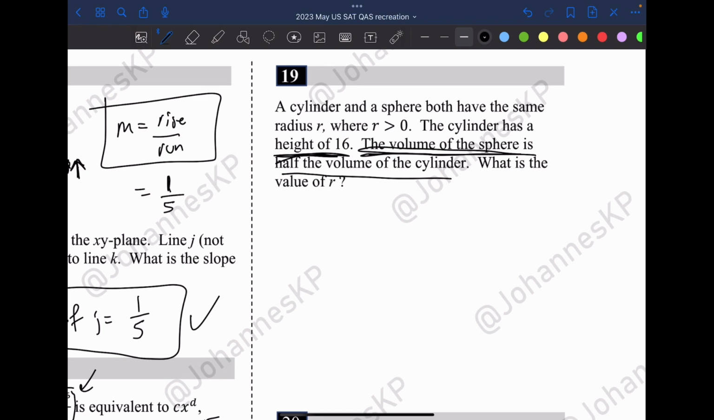Okay, so the volume of a sphere first. This is given in the formula sheet on the front of your SAT, but the volume is equal to 4 over 3 pi r cubed.